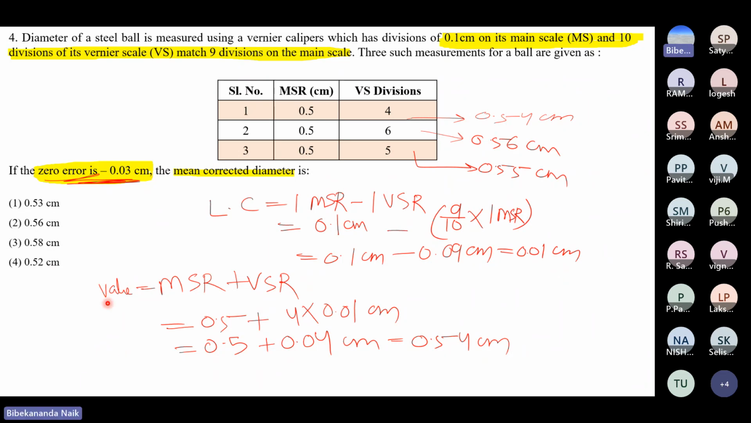So the total measuring value will be main scale reading plus vernier scale reading. The vernier scale reading consists of the vernier division and the least count of the vernier scale. The main scale reading is 0.5 centimeter, and the number of divisions of the vernier scale that coincide with a main scale division is 4. So 4 will be multiplied with the least count. So the total measurement value will be 0.54 centimeter. Similarly, in the second case, it will be 0.56 centimeter, and in the third case, it will be 0.55 centimeter.